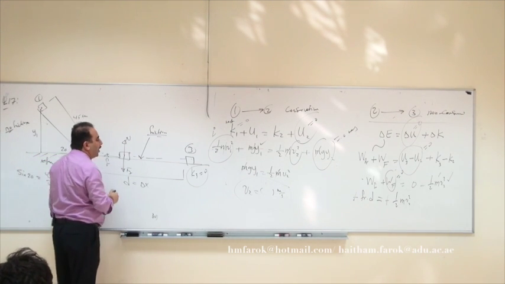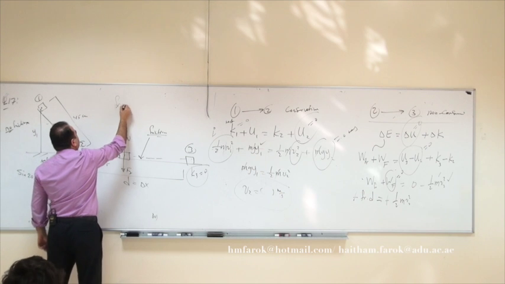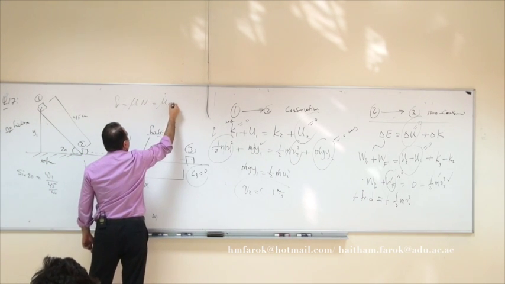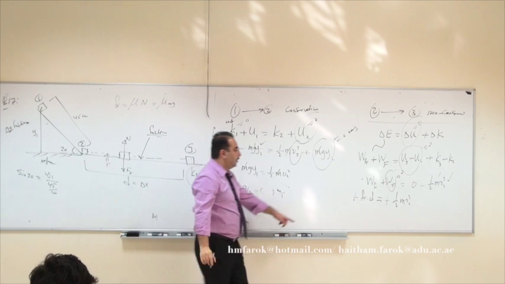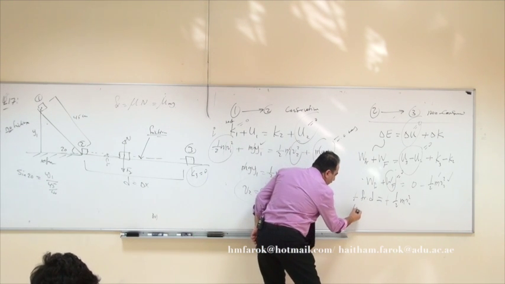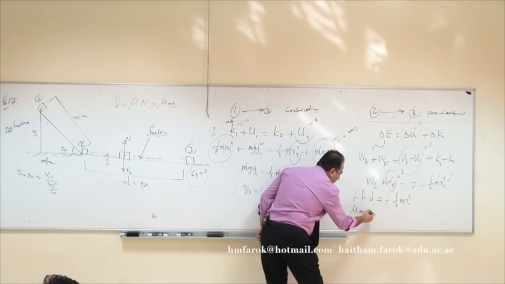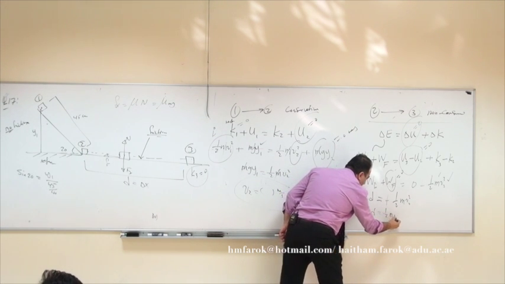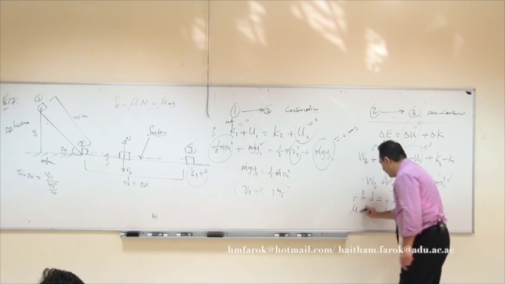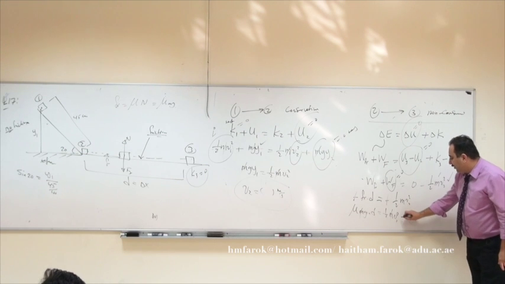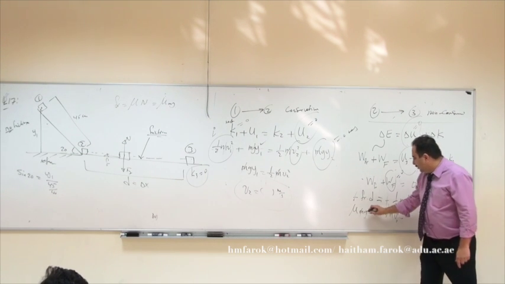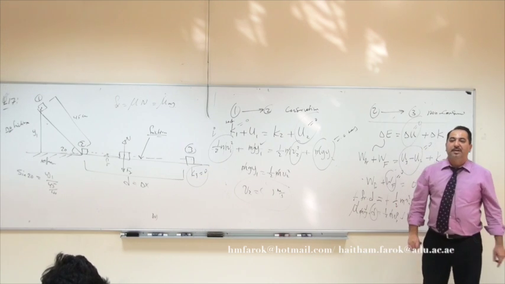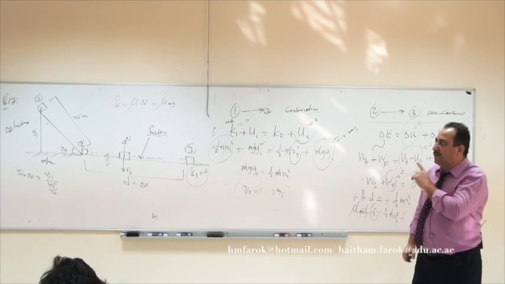So how do you find Fr? Fr is mu N, and N is mg. So I replace Fr here. I say mu mg multiplied by d equals half mv squared. Do I need the mass? No. Okay, v2 is known, g is known, mu is given in the question. You find d. This is how you do this question.